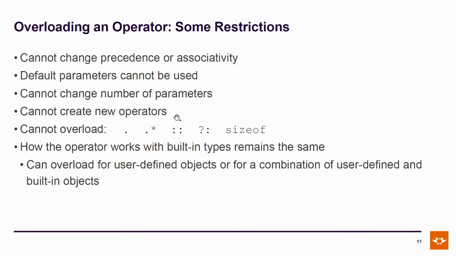You can't make new operators, so you can't just say, I want to have this sequence of punctuation mean something. Very few programming languages let you do that, but some do. One example of one that will let you do that is Scala, for example. And you can't change a very limited list of pre-existing operators.